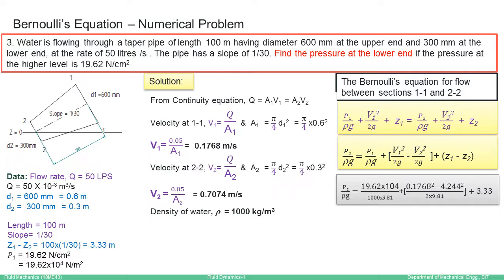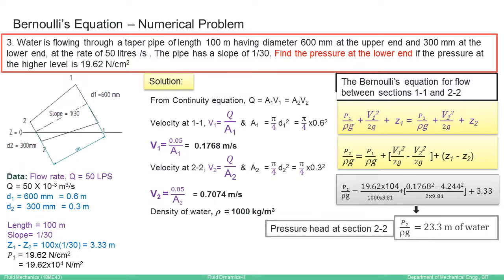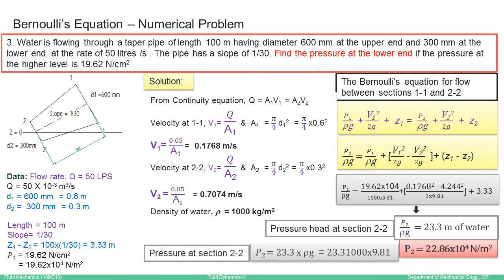P2 by rho g is the pressure at section 2-2. For this case it is 23.3 meter of water, and from that, by the same method which we employed in the previous problem, we can get P2 as 22.86 into 10 power 4 Newton per meter square or pascals. In order to express that in Newton per centimeter square, we just have to divide it by 10 power 4. So we get P2 is equal to 22.86 Newton per centimeter square.